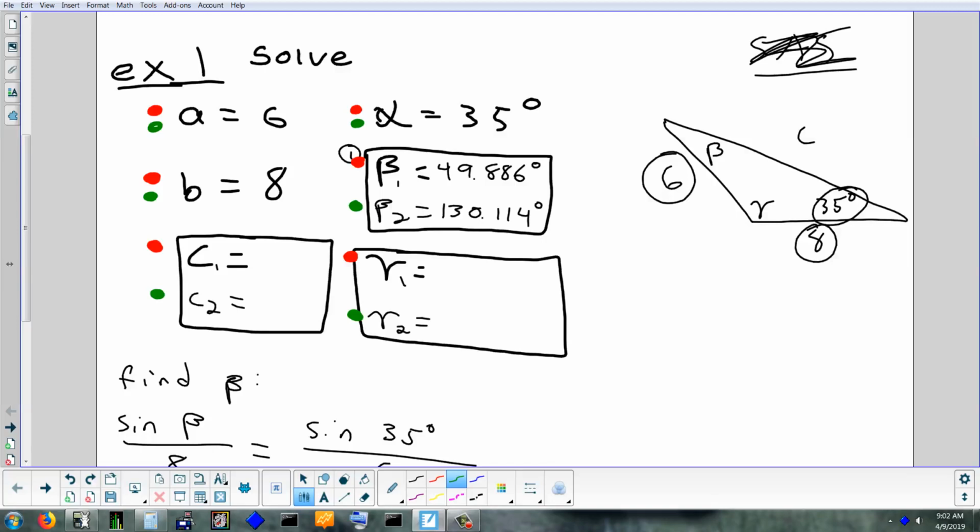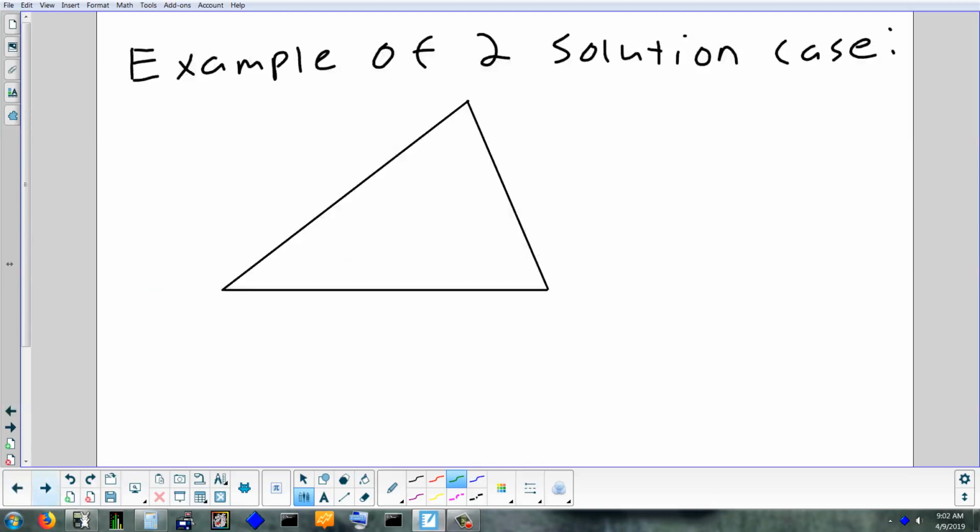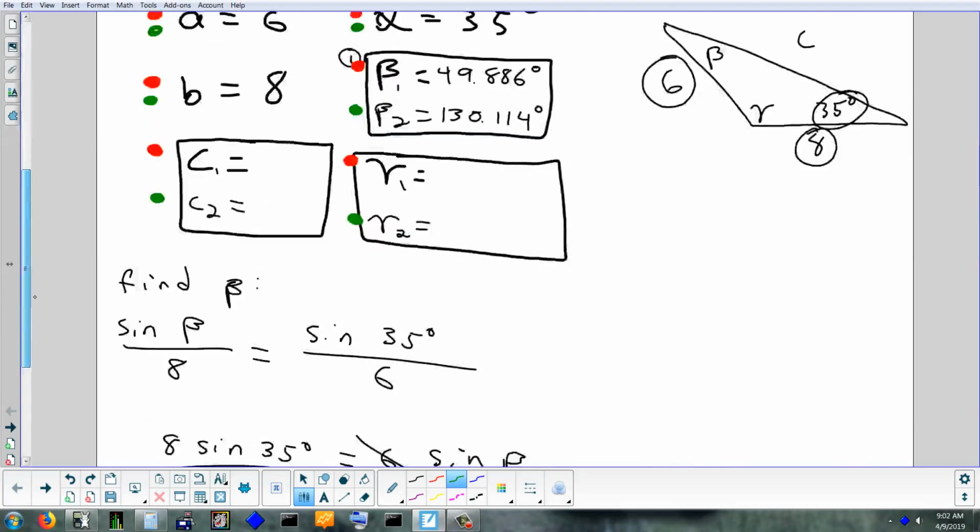So how can it be both though? I'll show you. I'm actually going to give you an example of the 2 solutions case, and I'm going to sketch it. So I'll do that in a second.